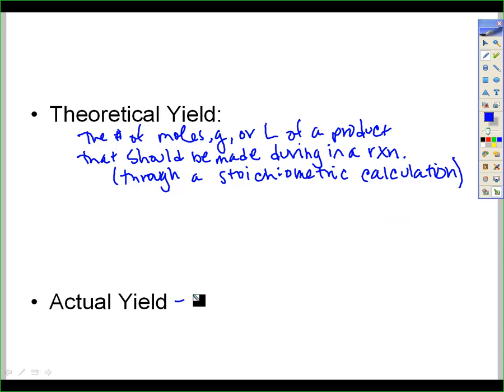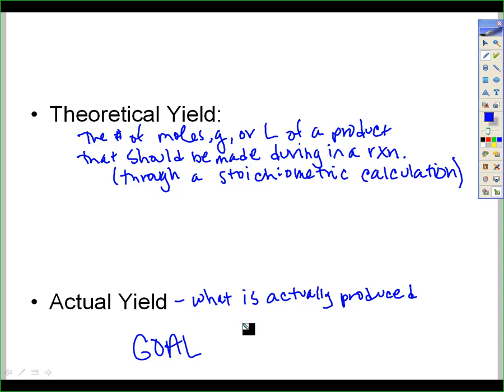Now the actual yield is what is actually produced. Usually it's less than the theoretical yield due to the nature of the reaction, for some reason. Obviously, the goal of any industry chemical reaction would be 100% yield, so you would get exactly what you intended to get theoretically, but it just isn't very common for reactions to do that, for a lot of reasons.